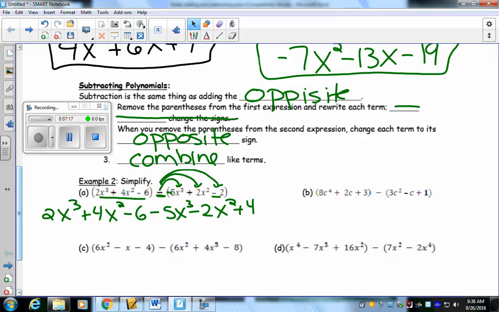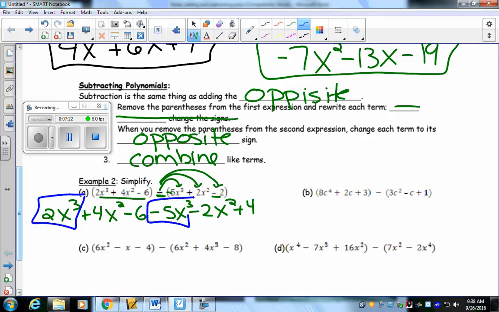And now we can combine our like terms just like before. So I have 2x cubed minus 5x cubed. So 2 minus 5 gives me negative 3. 4x squared minus 2x squared gives me a positive 2x squared. Negative 6 plus 4 gives me negative 2. And that is my final answer because nothing else can be combined.